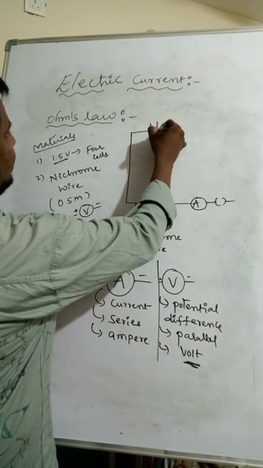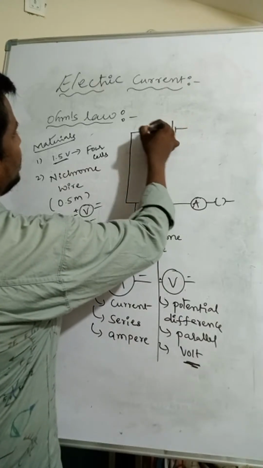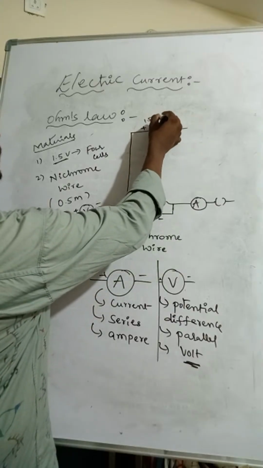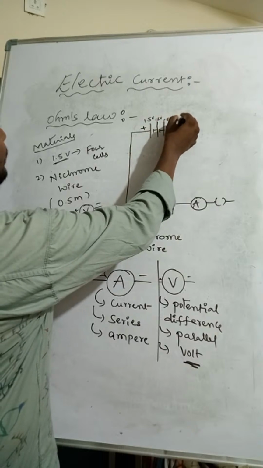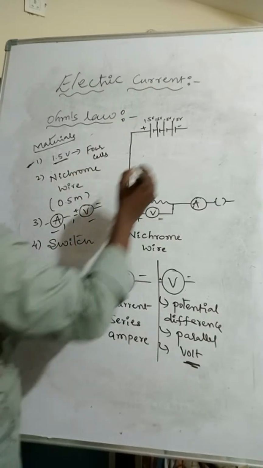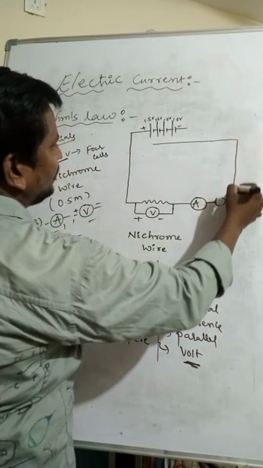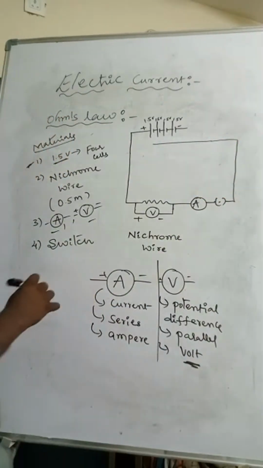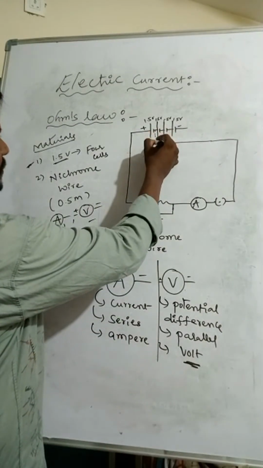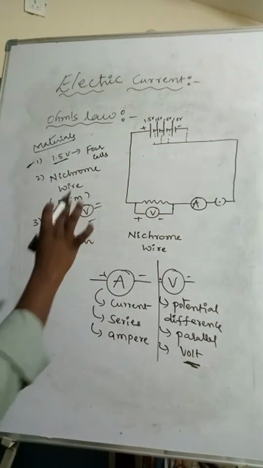One cell, then the second, third and fourth I am considering like this, with positive and negative terminals. Each is 1.5 volts. How many? Four cells. I connected four cells, and we take the wire from here. Because this is an activity, we are doing it one by one: first connect one cell, then another, like this. That's why we are showing with dotted lines.